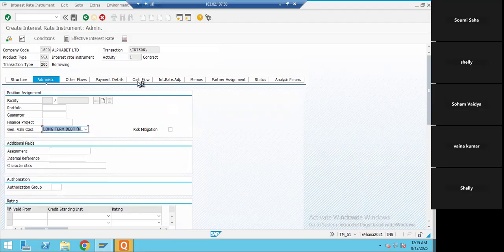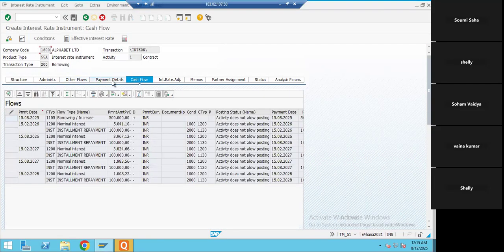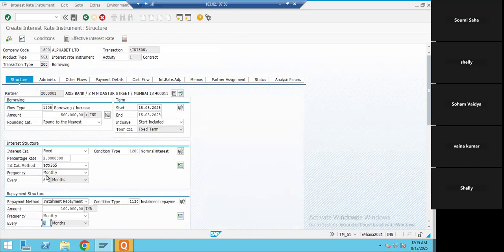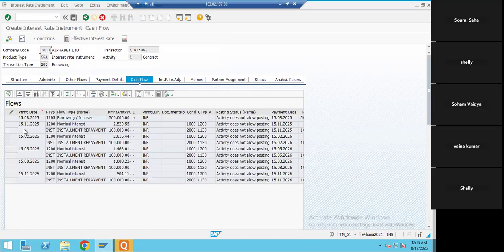Now we will see our cash flows. These tabs I will explain when we go into further detail in our sessions. If you see, we took a borrowing loan on 15/8/25, which is today's date. Now on 15th Feb 2026, our installment and interest both became due. Why? Because we chose a 6 monthly structure. If I change it to a 3 monthly structure, the date will prepone to not Feb, but November.